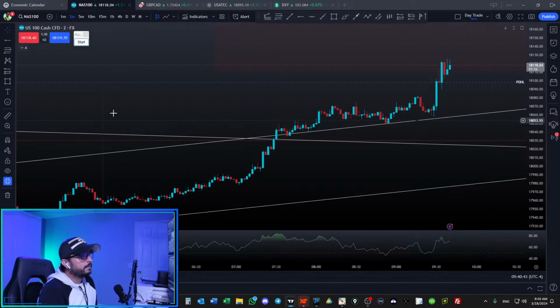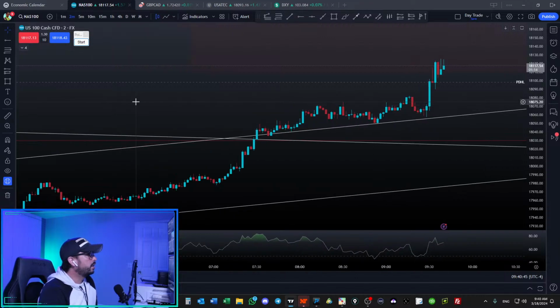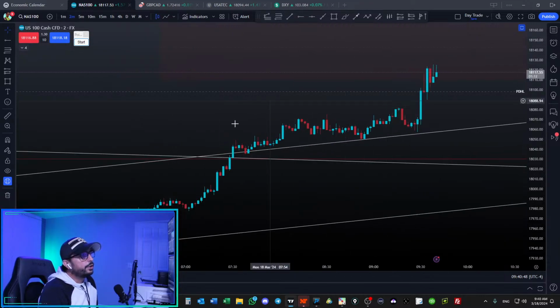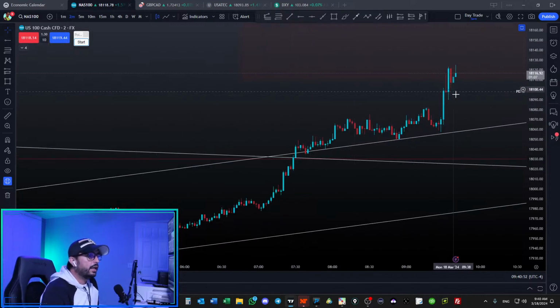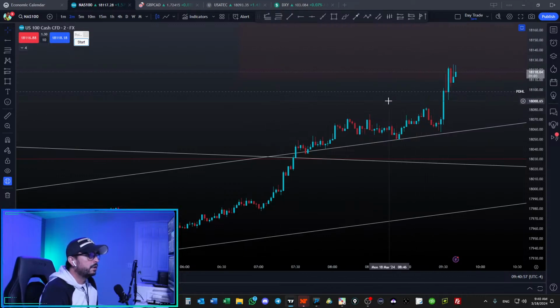All right, let's go back to the NAS. Holding it strong on that area. It broke the high of Friday and it's still playing in there. It looks like a lot of rejection. It is a sell zone.